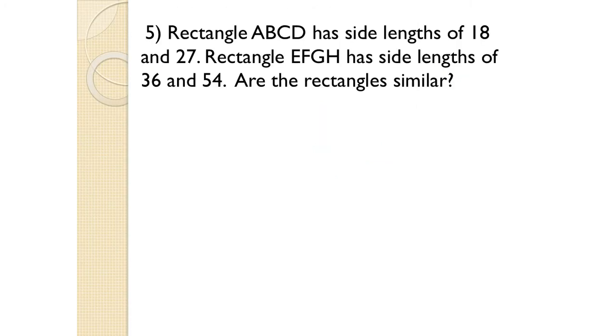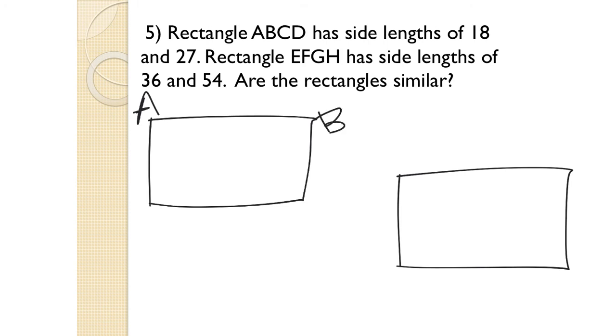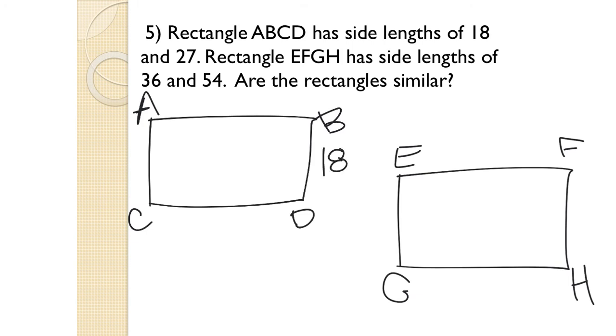Number 5 says rectangle ABCD has side lengths of 18 and 27. Rectangle EFGH has side lengths of 36 and 54. Are the rectangles similar? So first off, let's draw our two rectangles. And when you label them, it just goes in the corner. A, B, C, D, E, F, G, and H. Okay? So, ABCD has a side length of 18 and a side length of 27.